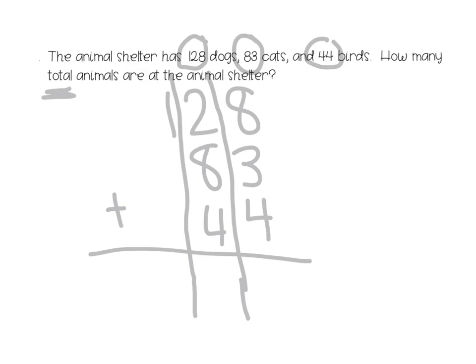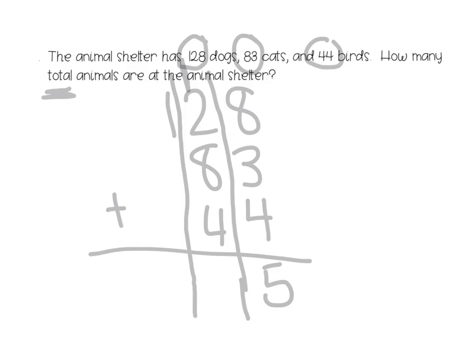When I add 8, 3, and 4, what do I get? Well, I know 8 plus 4 is 12, plus 3 more, 13, 14, 15. I have 15, so I put the 5 in the 1s place, and I put the 1 in the 10s place.